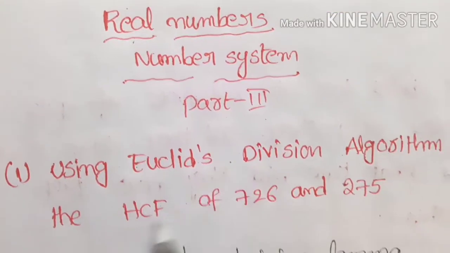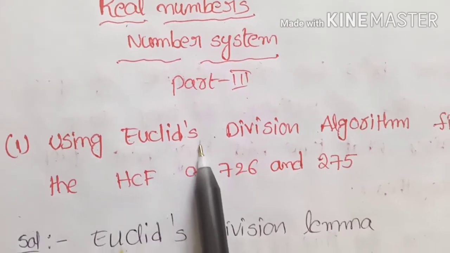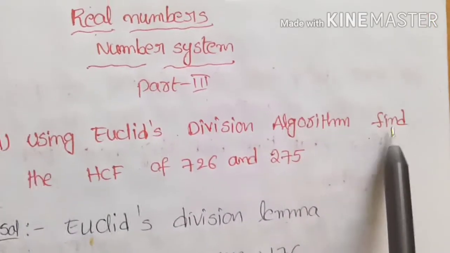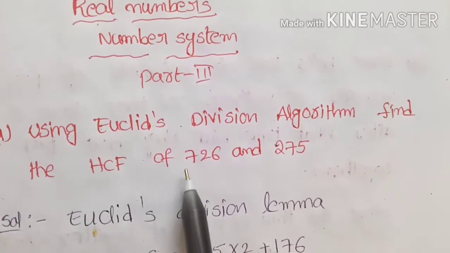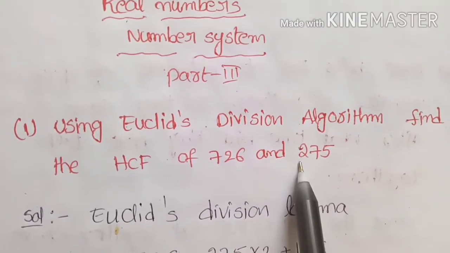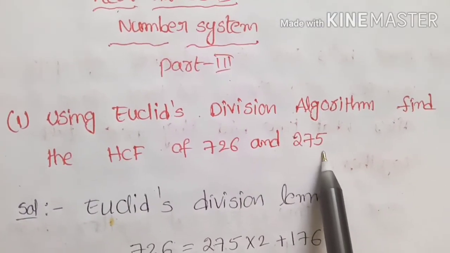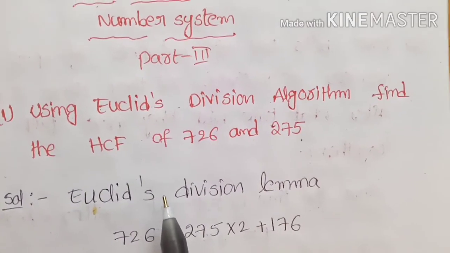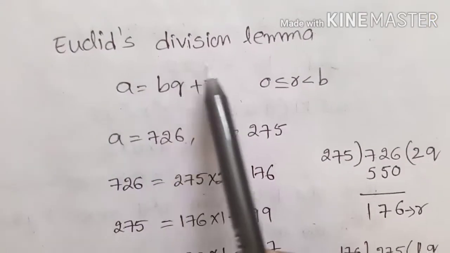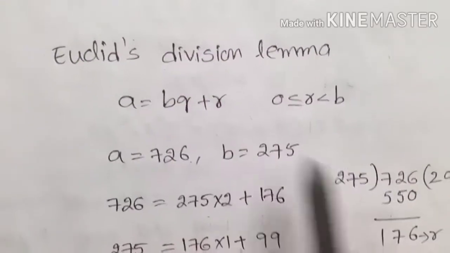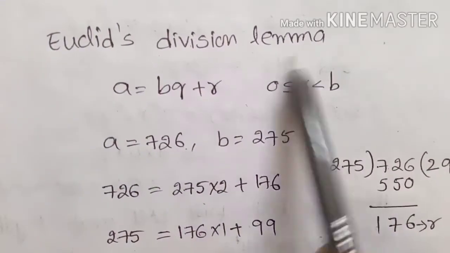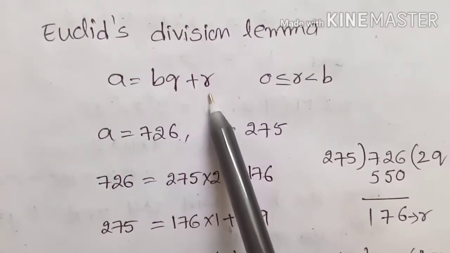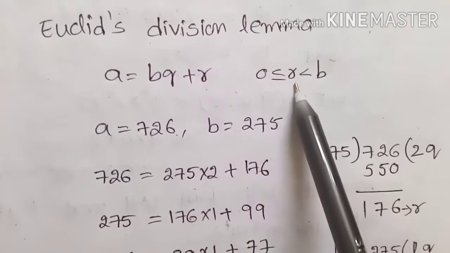Okay, first question. Using Euclid's division algorithm, find the HCF of 726 and 275. First, Euclid's division lemma: a = bq + r, where 0 ≤ r < b.